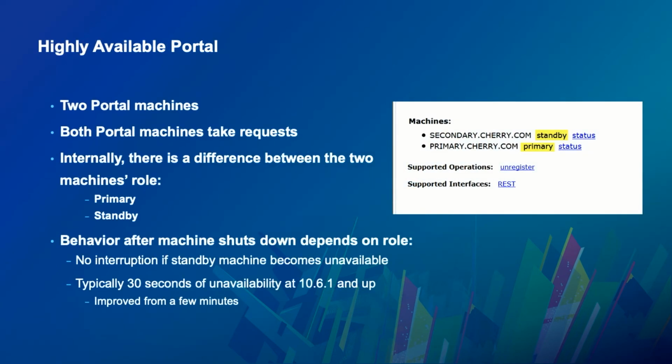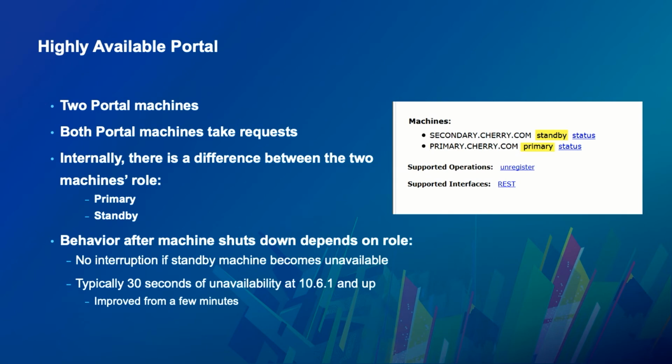The two portal machines both take requests and look like they are active. Actually, internally, there is a difference between these two machines. That's a screenshot from the portal admin. If you have a highly available portal, you will see there's a difference between the two. One is called primary, one is called standby.